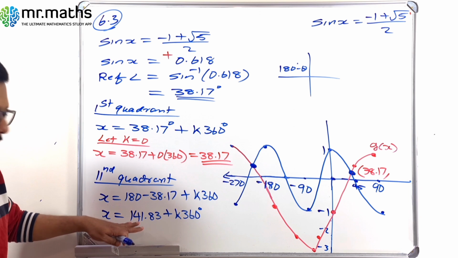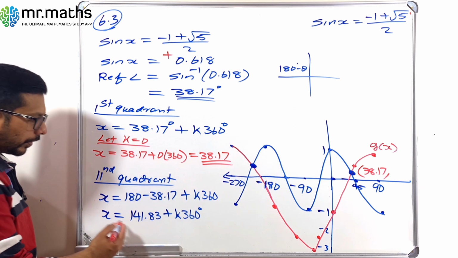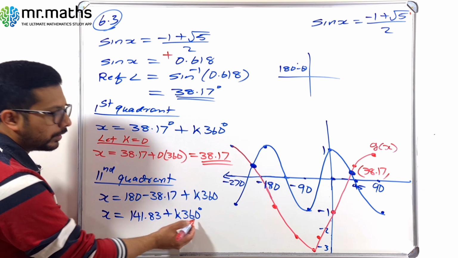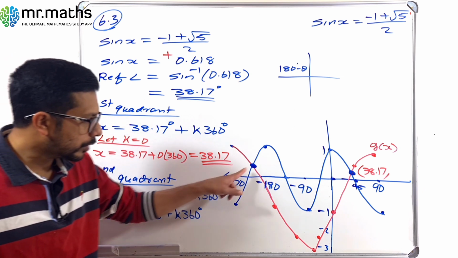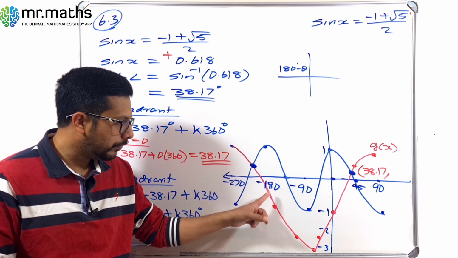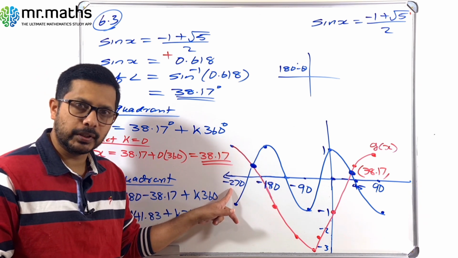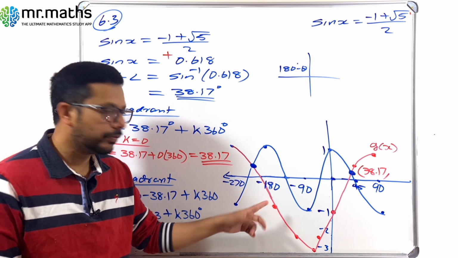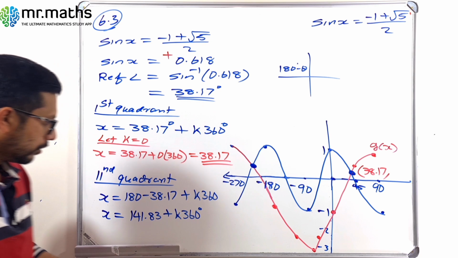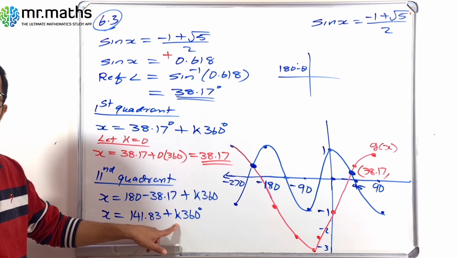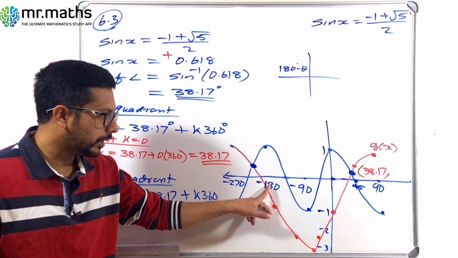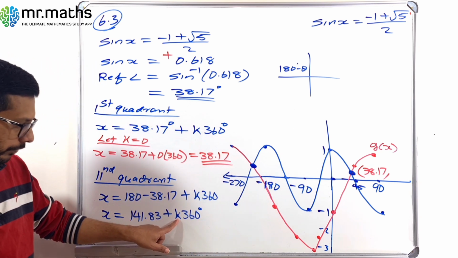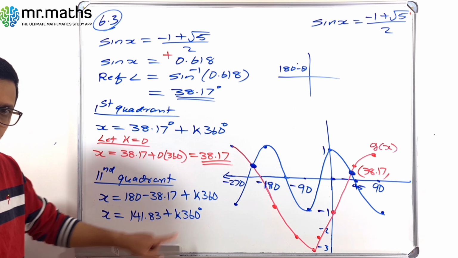Let's try to finish this one. Now look at this one. Second quadrant, x is equal to 141.83 plus k times 360. Here the value of x is between minus 180 and minus 270, am I right? So we have to get an x value between minus 180 and minus 270. Which k value must I substitute here so that I get an x value in that range? If I substitute the value of k as minus 1, what is the answer?